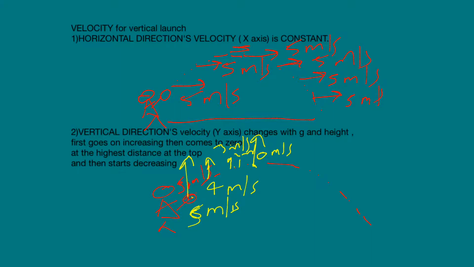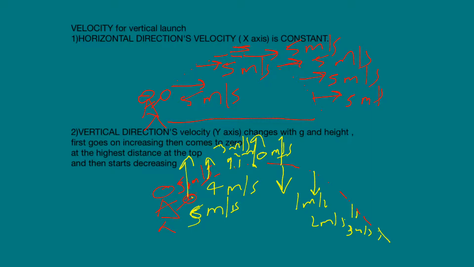5, 4, 3, 2, 1, then 0. Then when it is falling down, the arrow will come downwards, not upwards. So this you have to remember. From 0, then it will become 1 meter per second, 2 meters per second, then 3 meters per second, then 4 and 5 meters per second. Like that it will fall down.